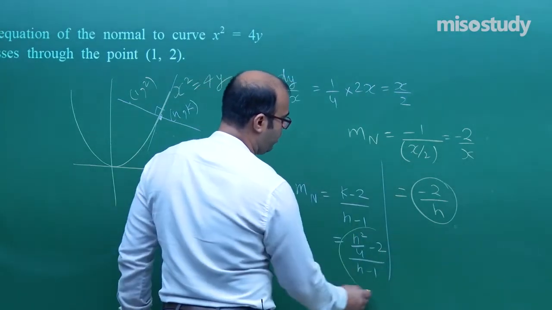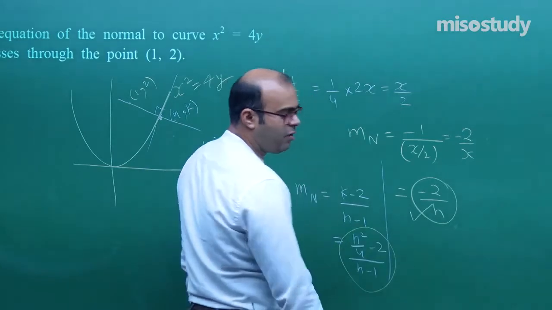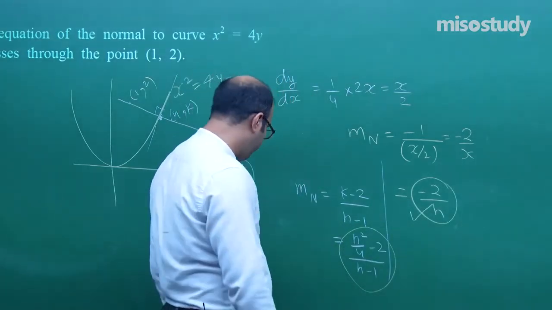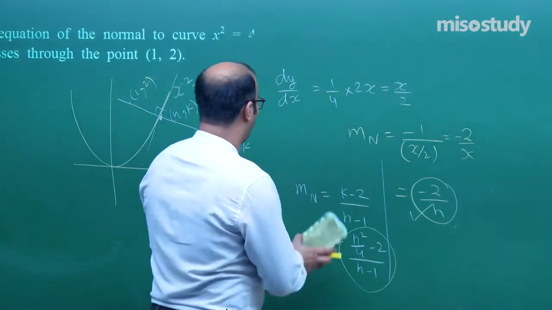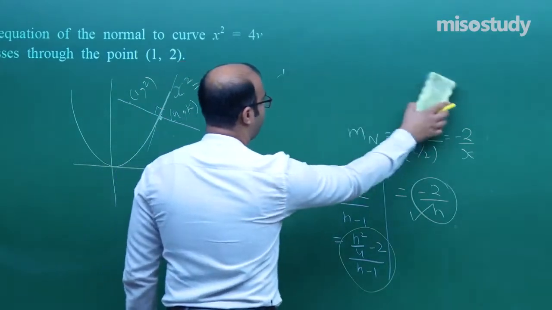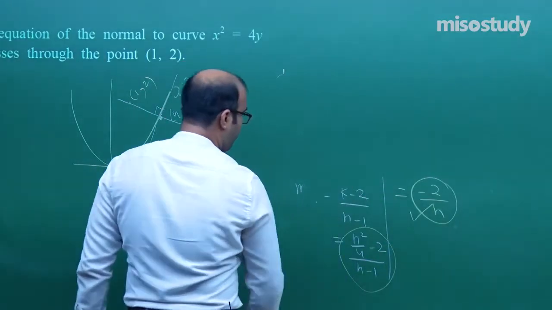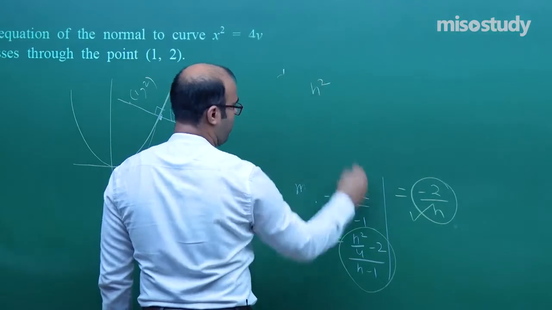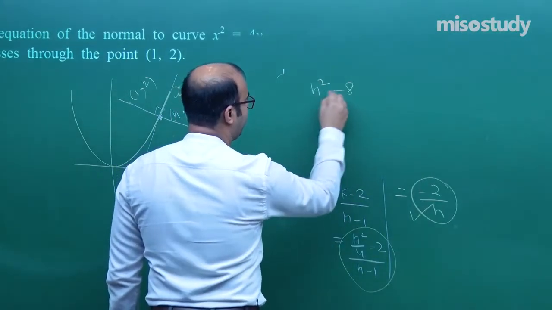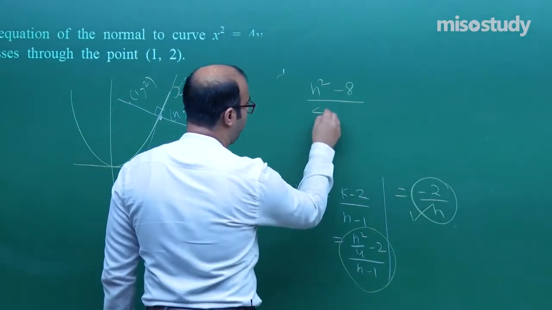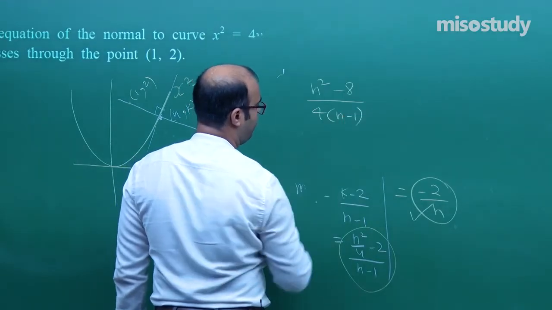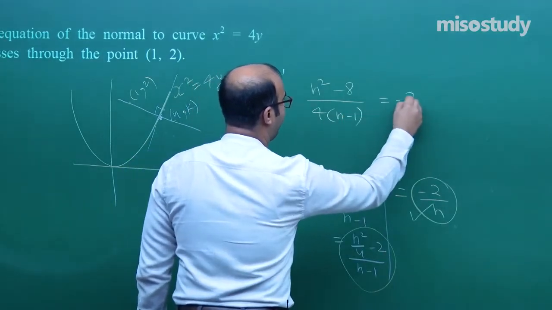This slope of the normal and the slope of the normal which we have obtained by the concept of derivative is the same, because it is the same normal. So what we will do? We will equate both of them. We will equate h square, and let us take LCM. This will become minus 8. This 4 will go in the denominator. This will become 4 times (h minus 1) is equal to minus 2 by h.